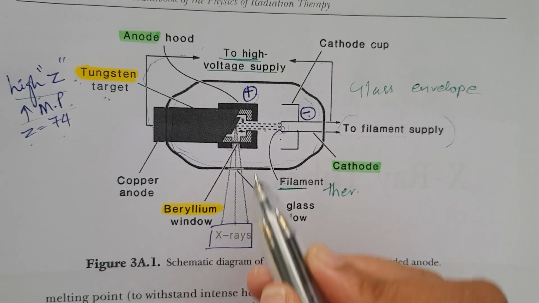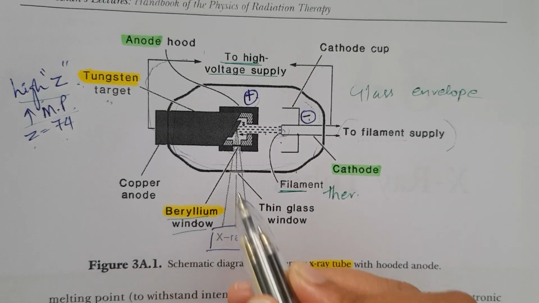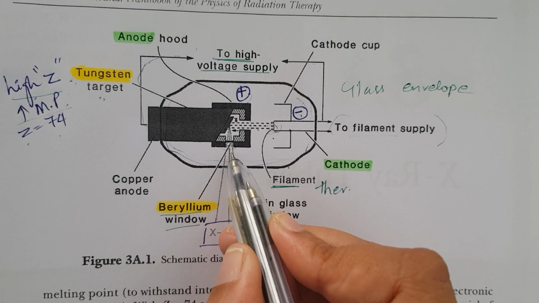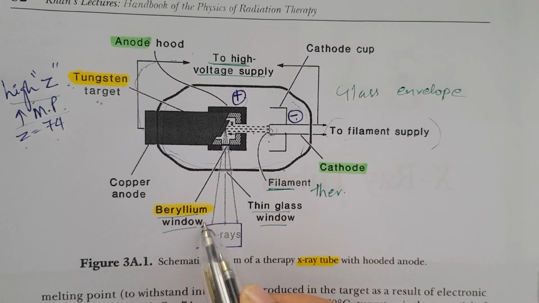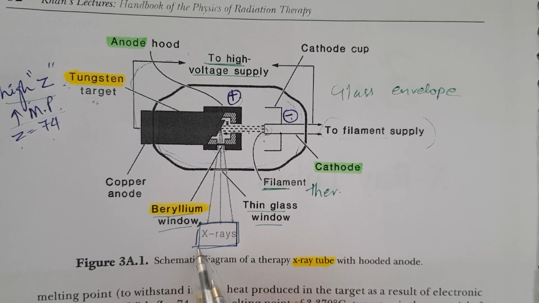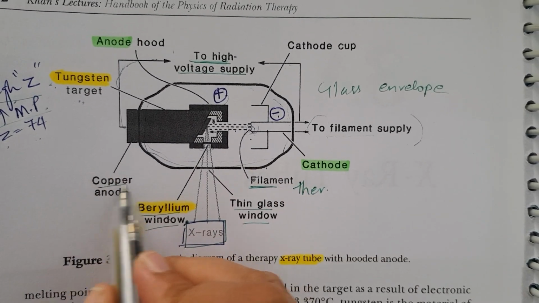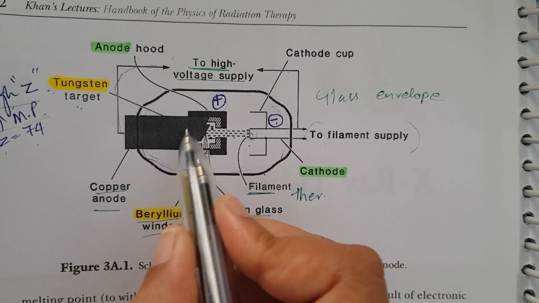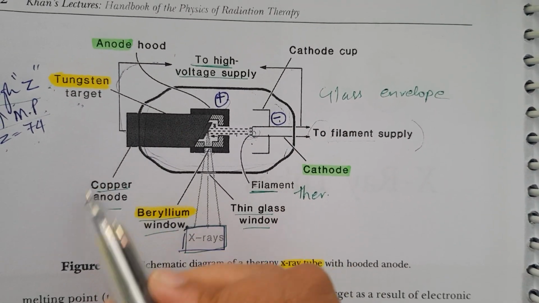and those come out through this beryllium window, or the beryllium glass window, and then there is a thin glass window over here, and the X-rays come out, which we require for the treatment. Now here we have this copper anode, thick copper anode. So this is to just absorb the extra heat and extra electrons that come through the tungsten target.